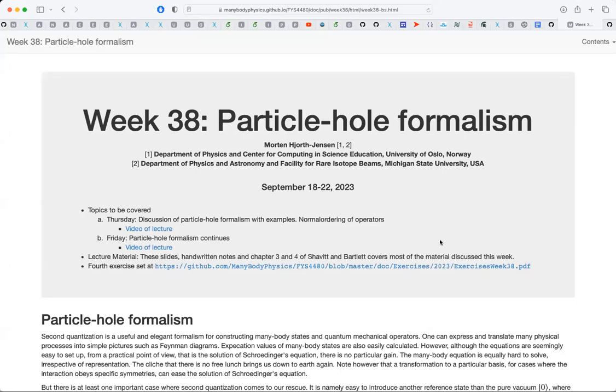Welcome back, and to the topic this week, which is a continuation of what we had last week about the particle-hole formalism. And what we are going to do today is to discuss in more detail with examples how we can, in a very efficient way, calculate expectation values of different types of operators when we have a many-body state which involves many particle states.